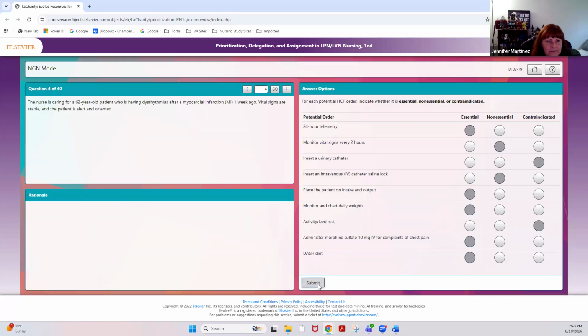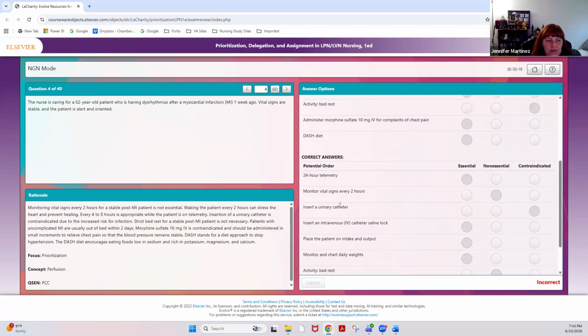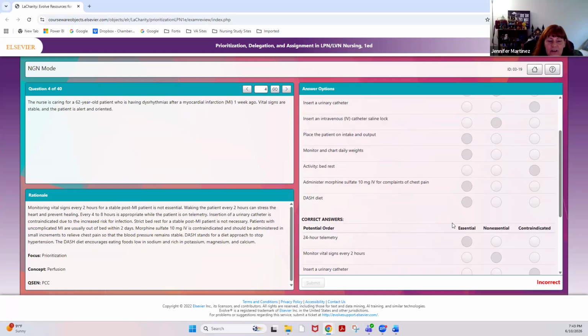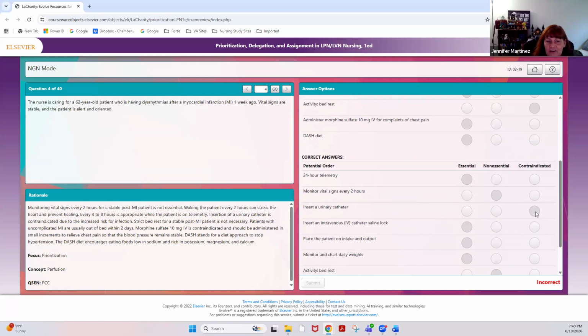All right, here we go. So 24-hour telemetry is essential. Absolutely. Monitor vital signs is non-essential. We're not going to wake him up every 2 hours to get his vital signs. We've got him on the telemetry so we can monitor his heart rate, and that's just going to prevent him from getting rest. Inserting a urinary catheter is contraindicated. He doesn't say he has any urinary issues, and that just increases the risk for infection.